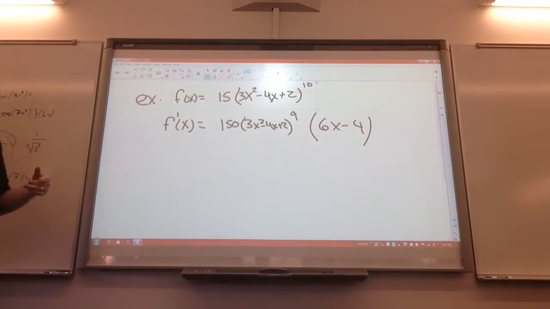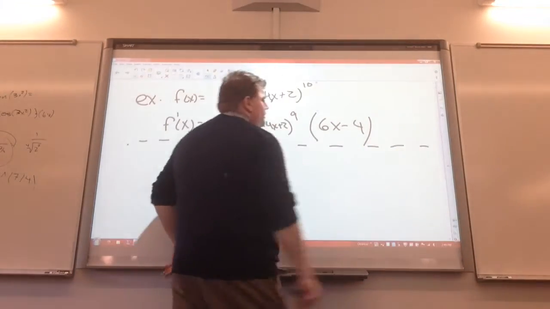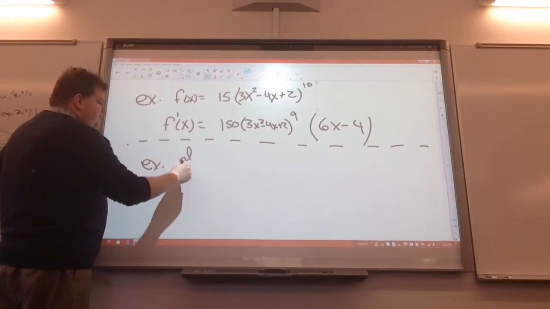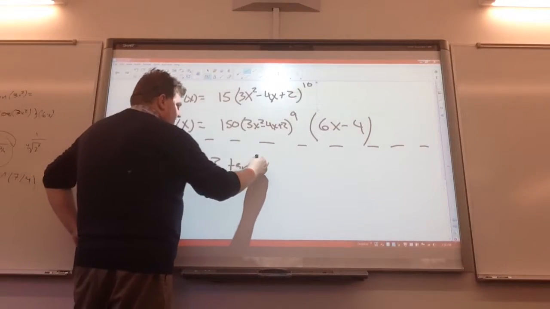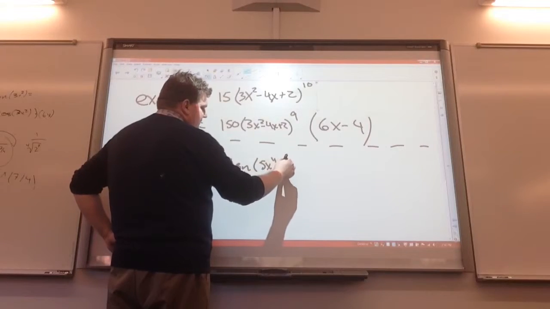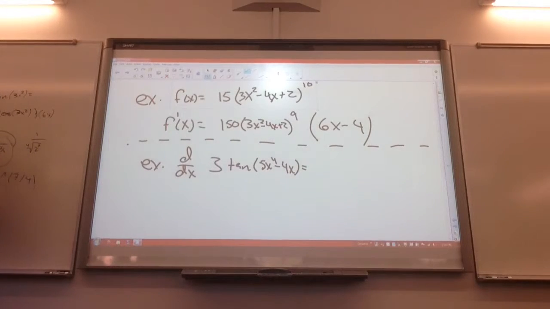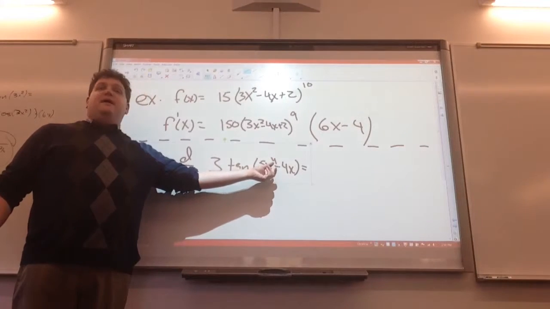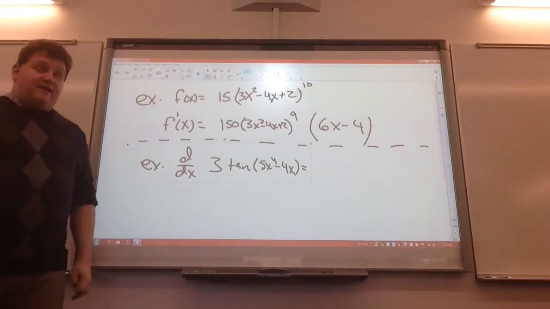Notice too, by the way, I kept saying this before, these trig things are also chain rules. We took a look at an example of one. If I had, for example, asked you to take the derivative with respect to x of 3 tangent of 5x to the 4th minus 4x, again, this is a chain rule. I take the derivative of the tangent part, leaving the 5x to the 4th minus 4x alone. Then after I'm done with that, I take the derivative of 5x to the 4th minus 4x.